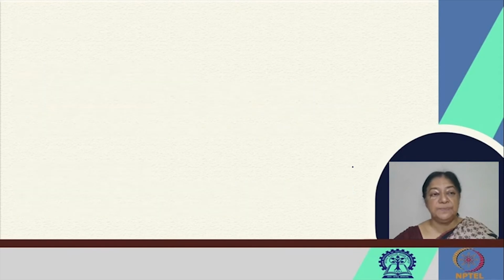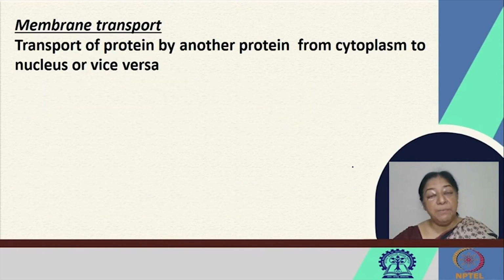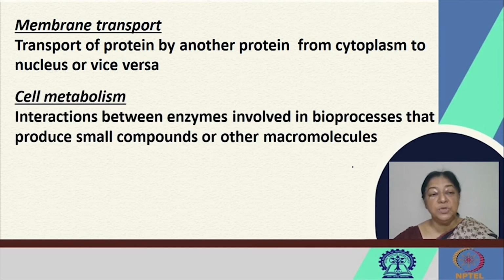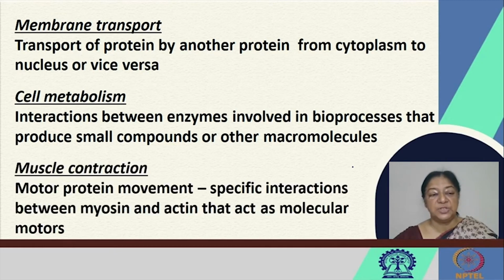molecules in the cells. In addition, we have membrane transport, the transport of proteins by another protein from the cytoplasm to the nucleus, or vice versa, where we have a specific integral membrane protein or a peripheral membrane protein that would take part in this type of transport. The cell metabolism, where we have the interactions between enzymes that are involved in bioprocesses that produce the small compounds or other macromolecules in a specific enzymatic type of reaction.